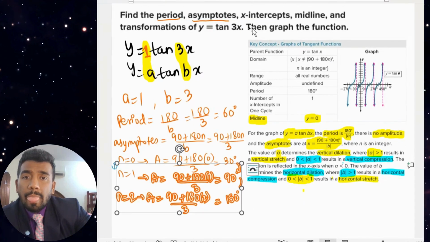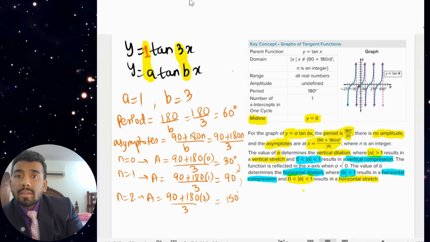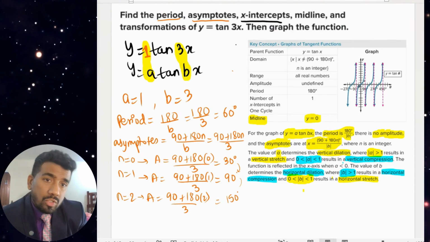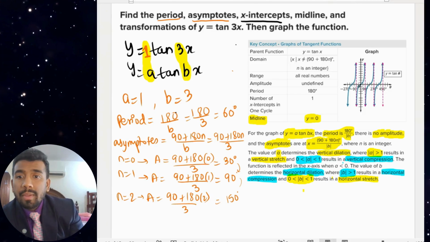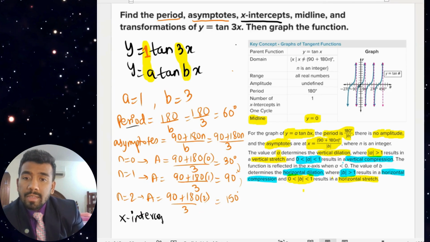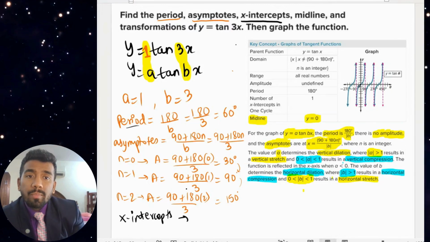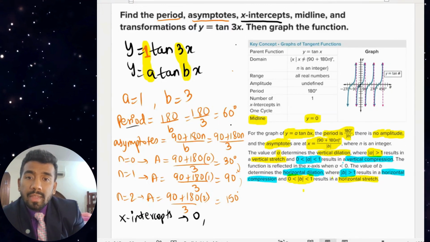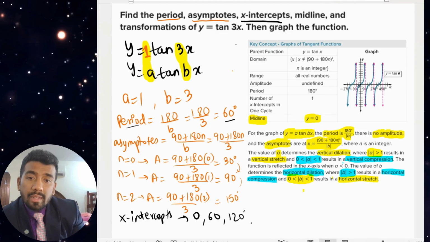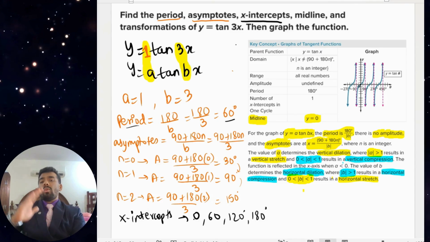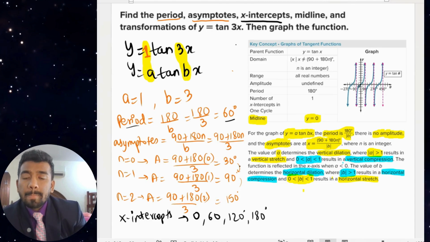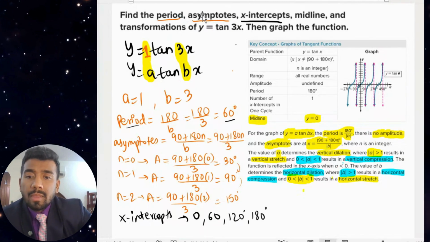Next is x-intercept. Now what is x-intercept? The x-intercept is where the graph cuts the axis. It mostly cuts at every period. So the x-intercept will be at every period. It starts from 0. Then next it will cut at 60, then multiples of 60, then again it will cut at 120, then again at 180. And same you can go on the negative side also, minus 60, minus 120. So that's how you do x-intercept.